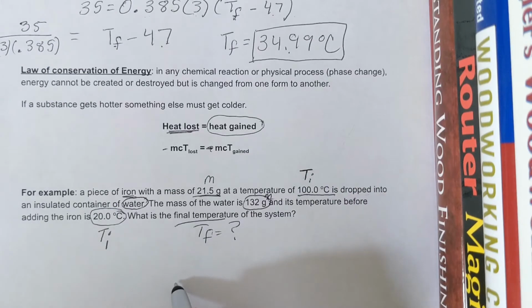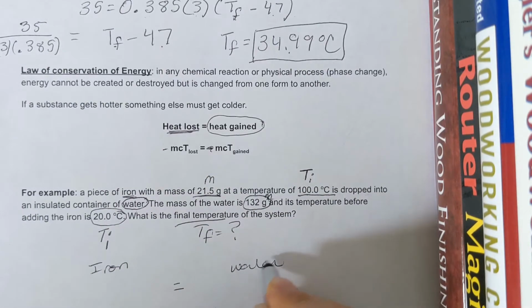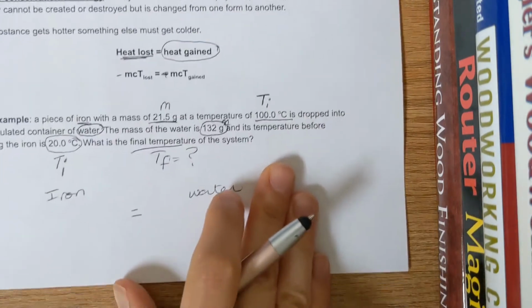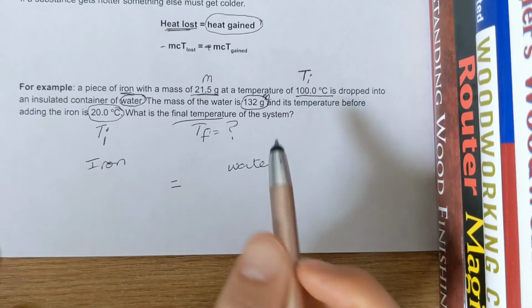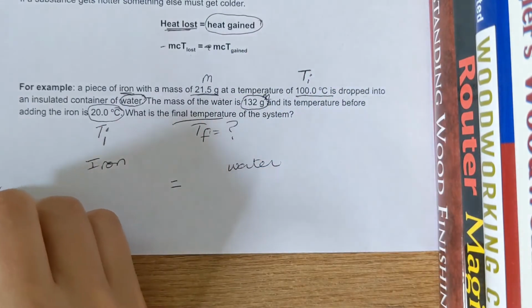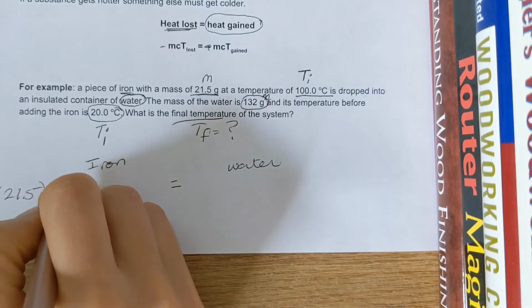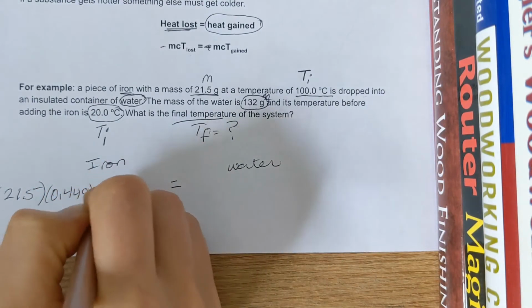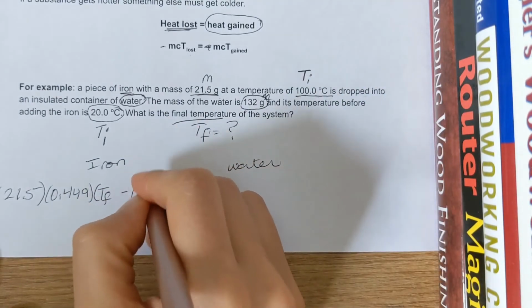So set up one side of the equation first. So let's set up the iron side. So this is going to be iron. This is going to be water. And it's going to really help you if you do this to keep these things separate. Specific heat, or we got mass, sorry, 21.5 grams. And then the specific heat of iron is 0.449. That's on page 1 of your reference guide at the very bottom. And then we're looking for TF, and our initial temperature is 100.